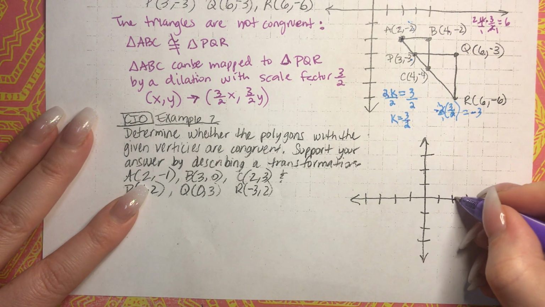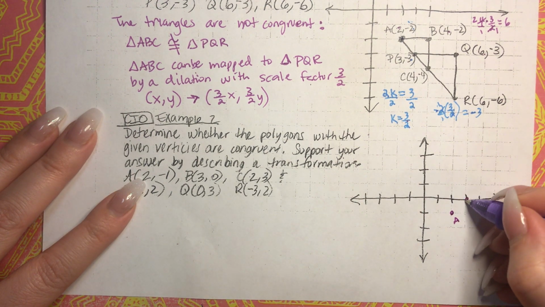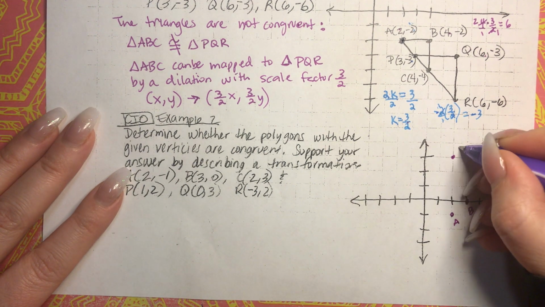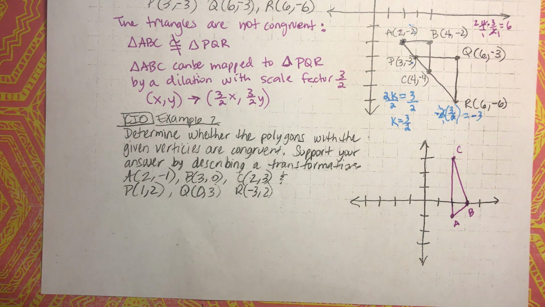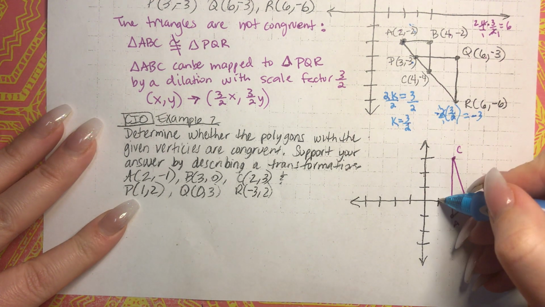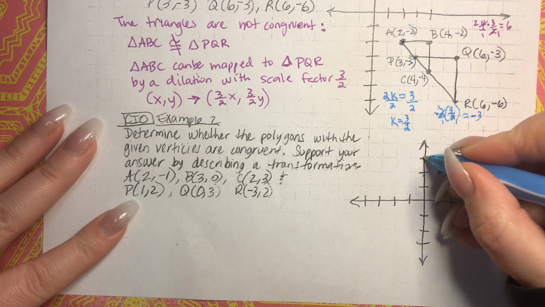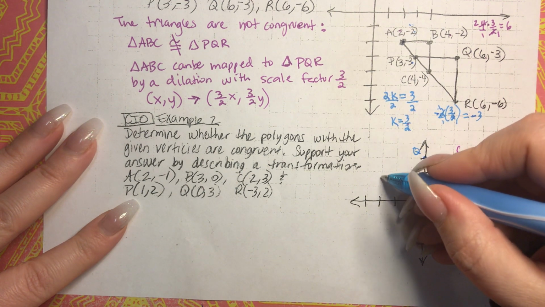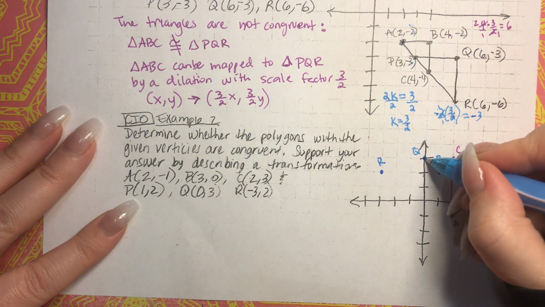So we have (2, -1). That's A. We have B, which is (3, 0). And C, which is (2, 3). Okay, and then that maps to P, which is (1, 2), Q, (0, 3), and R, (-3, 1), up to (1, 2). And we get this figure here.